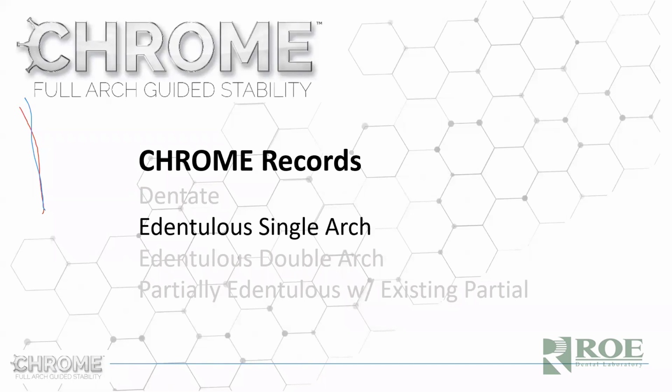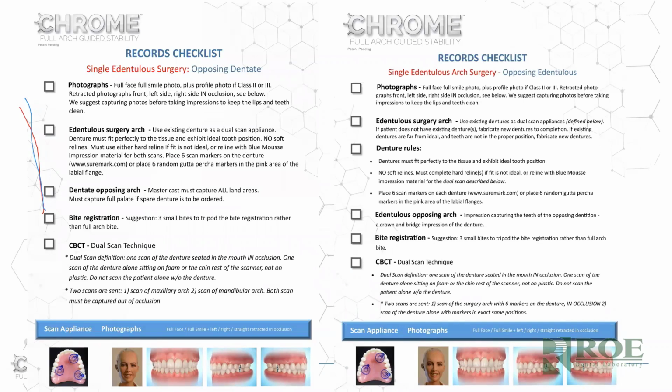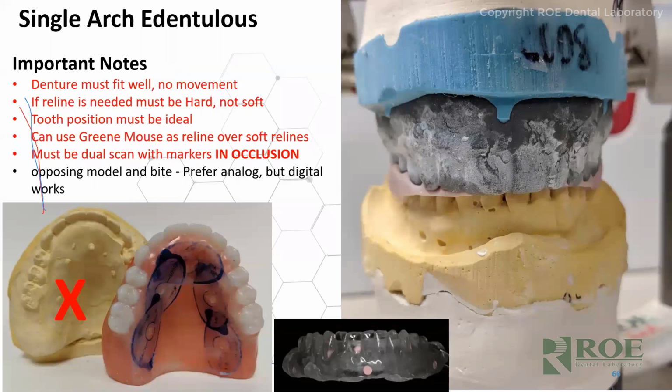So the next is an edentulous single arch, and we have specific records for these, the checklist: single arch, edentulous surgery with opposing teeth or an opposing denture. So I definitely recommend printing these off. Often these are the most confusing cases, the edentulous. But let's just quickly go through the normal records.